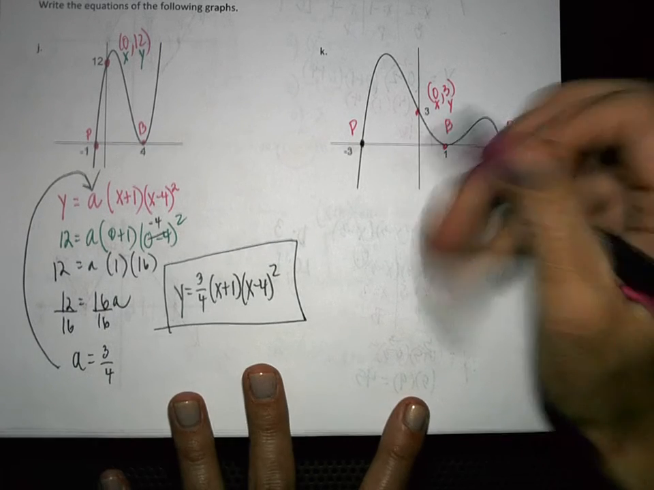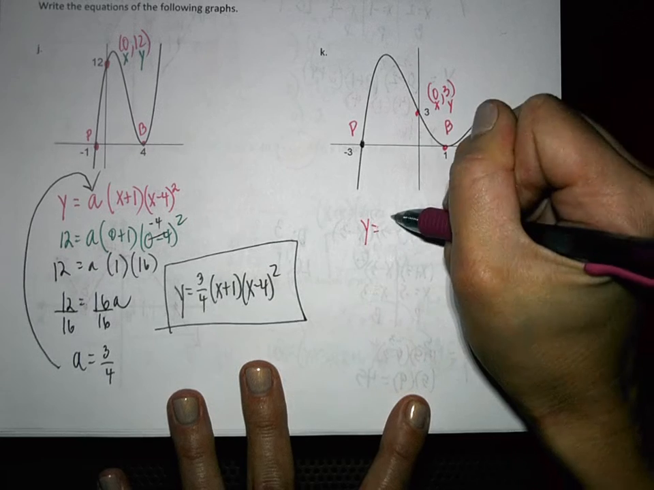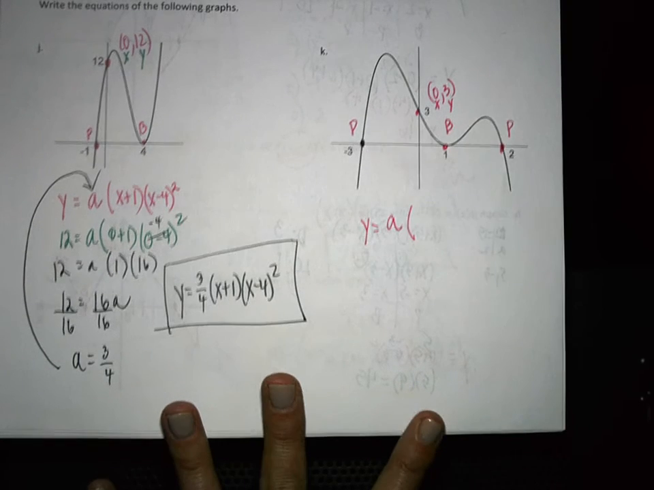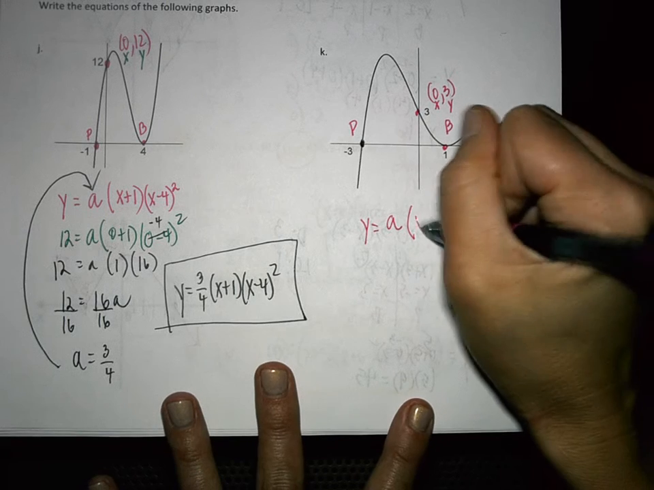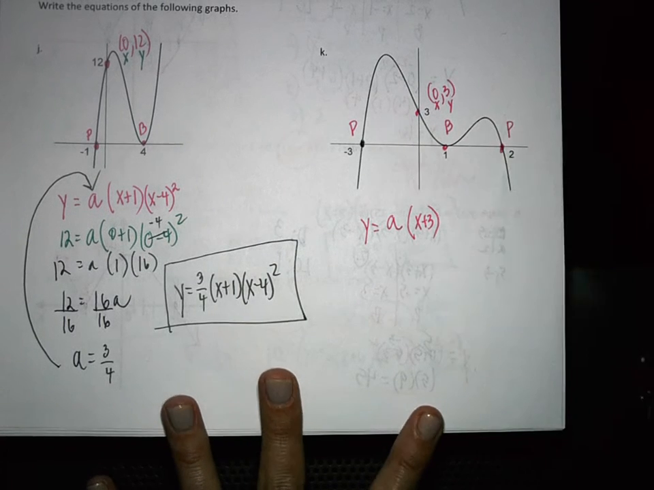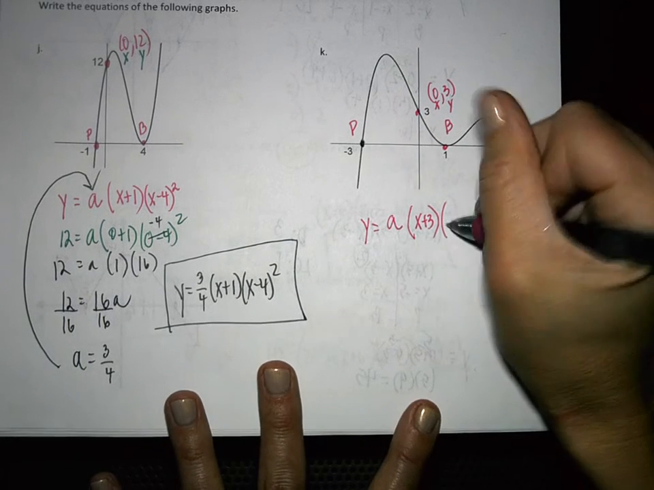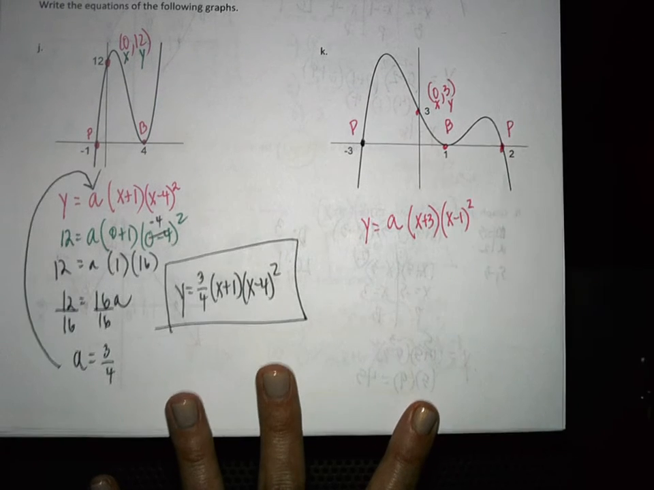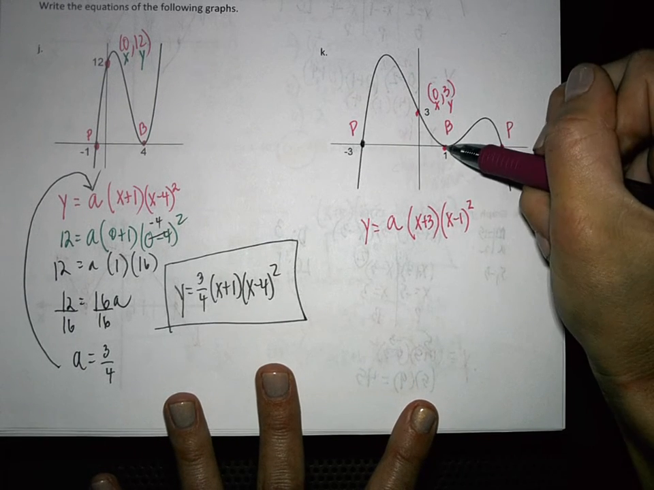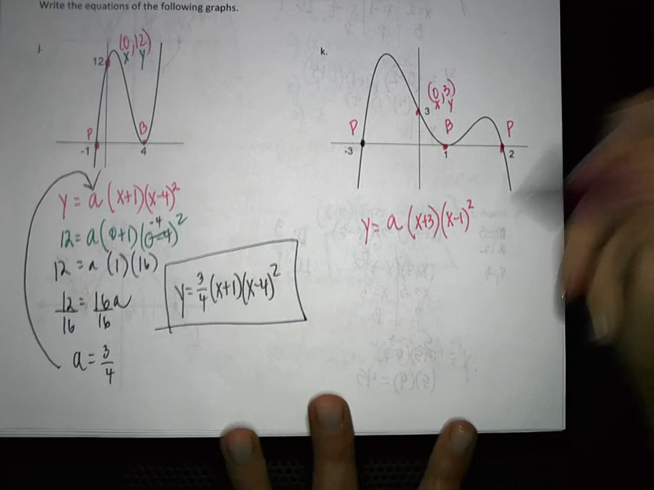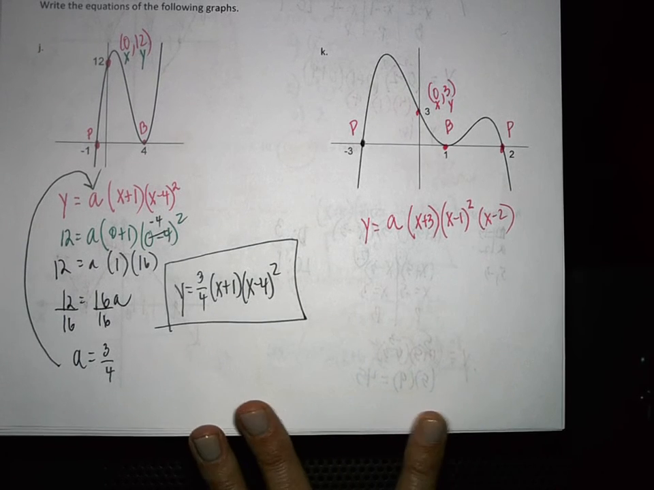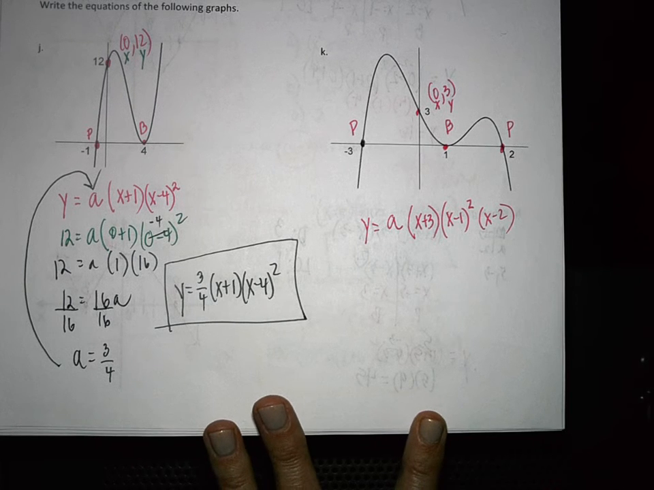Y equals, I'm going to put an A, because we don't know that yet. First parenthesis will be what? X plus 3. Good. Second parenthesis will be what? Squared. So pay attention to your passing and bouncing. And this one will be perfect. How do I find my A value? What do I do? Very good. Plug this in for x and y.